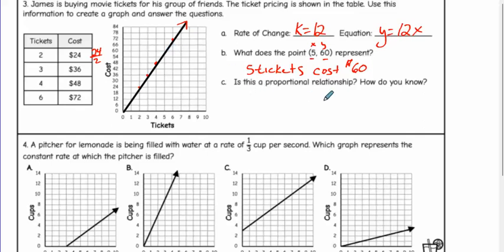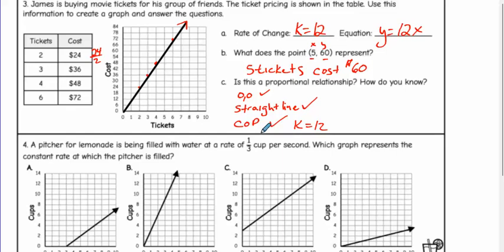Okay. Is this a proportional relationship? Yes, you should know it for a couple things. So it has to start at 0, 0. That's a check. Okay. Has to be a straight line. That's a check. There can't be any wiggles anywhere in there. And you have to have a constant rate of change. Okay, that checks. Everything is multiplying by 12. It's always k equals 12. So those are the three things that you have to have in order for it to be proportional.